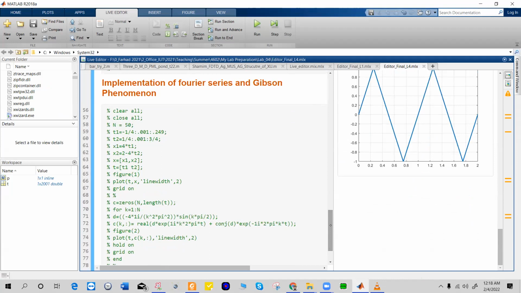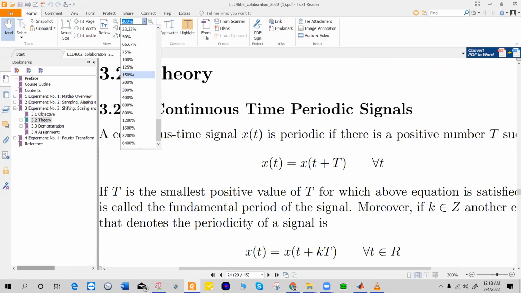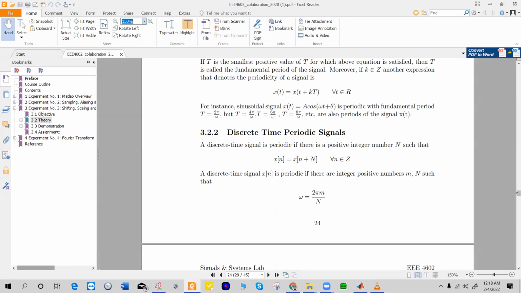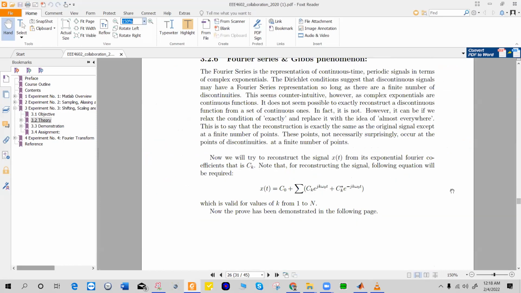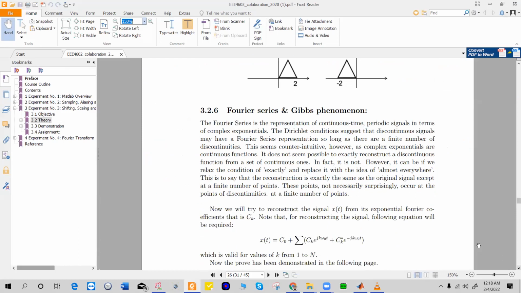So we have done producing the periodic signal. Now we will go to the Fourier series, and it will be our last part for today's lab. So let me make it smaller. Now we'll talk about the Fourier series and then the Gibbs phenomenon. Okay, so what is the Fourier series? If we have a periodic signal, any type of periodic signal in the time domain, this signal is nothing but a summation of sines and cosines with different frequency components, right?